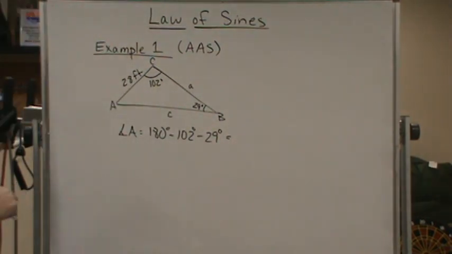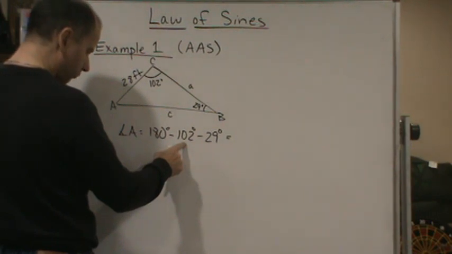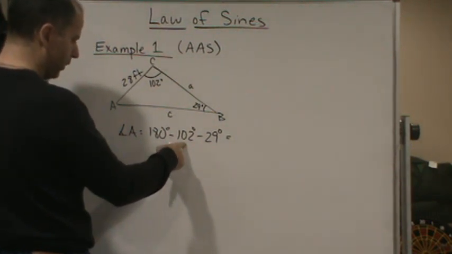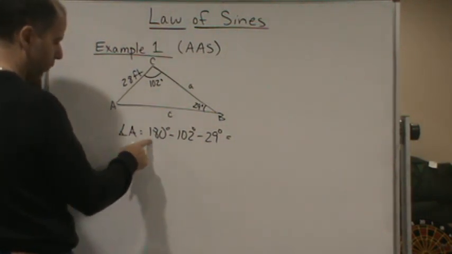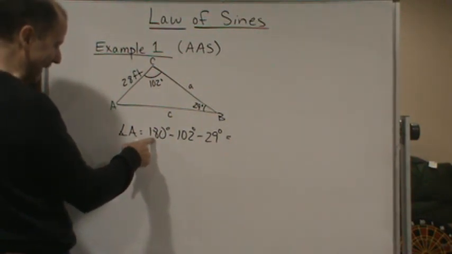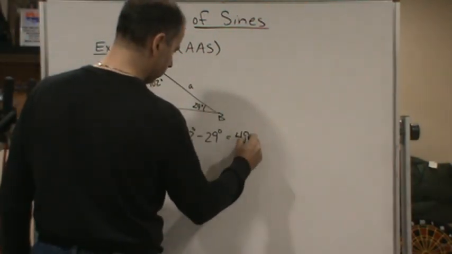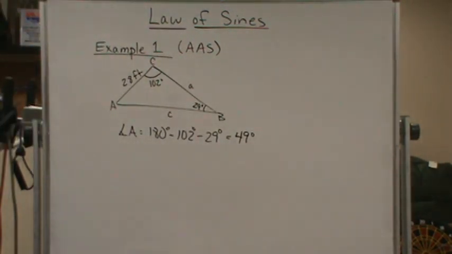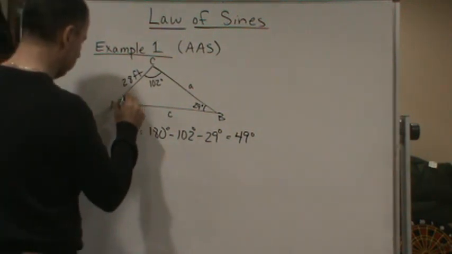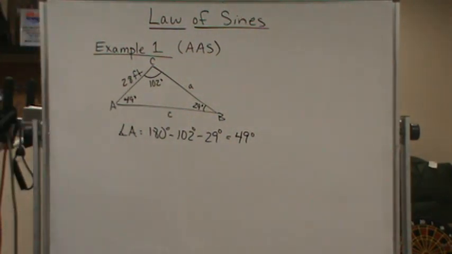Okay, so we subtract off 131. 131 subtracted from 180 is going to be 49. So we have 49 degrees for angle A. All right, cool.